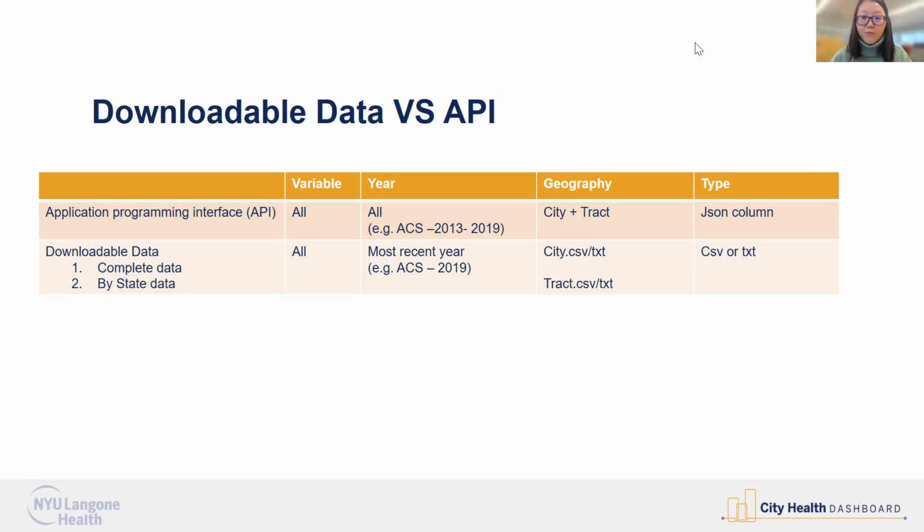So now I'm going to present how to access our local data. Here are the differences between our downloadable data and our data API. The downloadable data will have all of our variables and all of our cities, but we only present the most recent data. It is the complete data set, and they are in either CSV or TXT format for you to use.